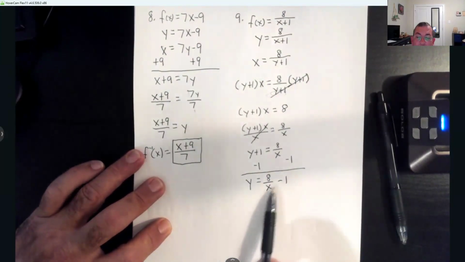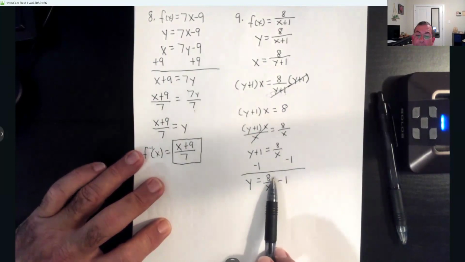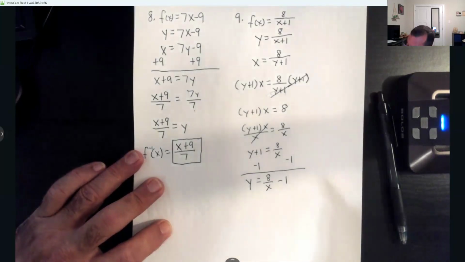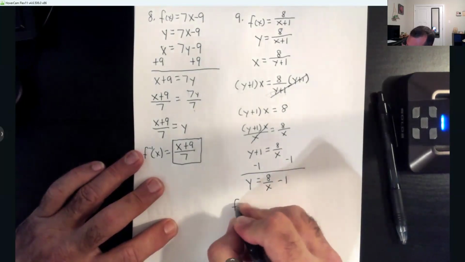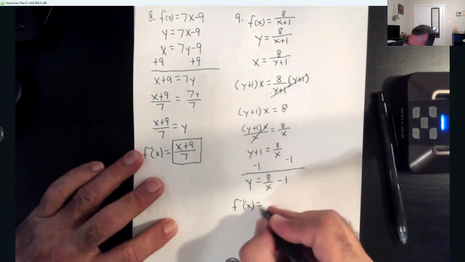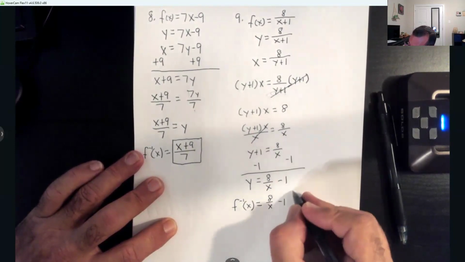I'll be careful when you punch this one in MathLab. You can't put the -1 up here with the 8 all divided by x. The only thing that can be over that x is that 8, okay? Now, replace that with our inverse notation. And our final answer would be the 8 over x minus 1.